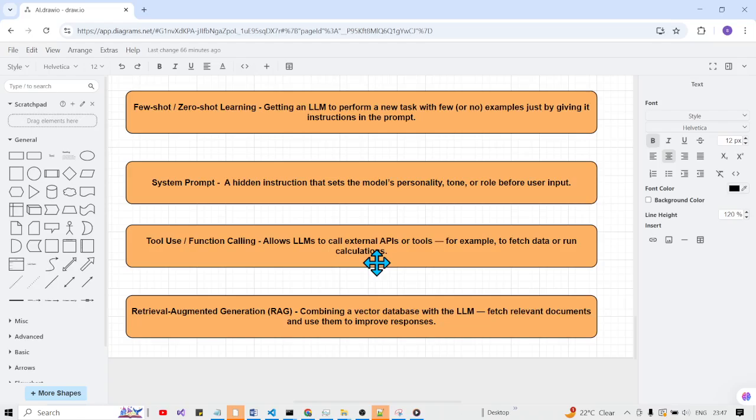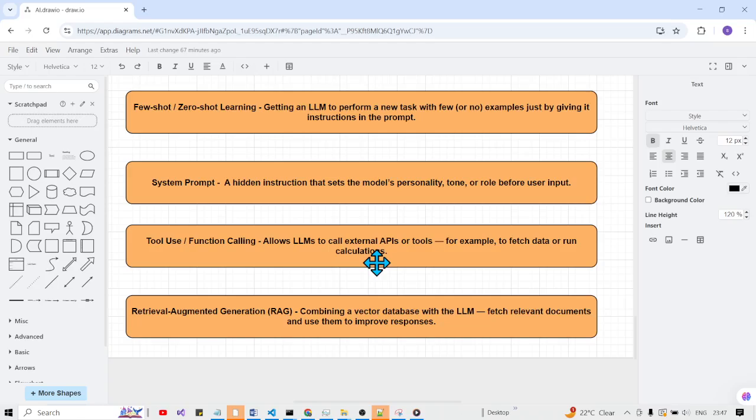Next concept is system prompt. A system prompt sets the behavior, tone, or role of the AI before it starts interacting. For example, you might tell a model, "You are a polite financial advisor." It means that it will respond accordingly throughout your interaction with the chat. It acts like an invisible rulebook that guides all outputs. Developers use system prompts to ensure consistent behavior across the session.